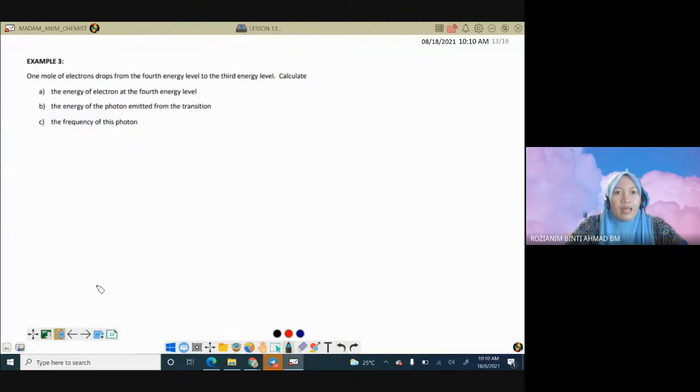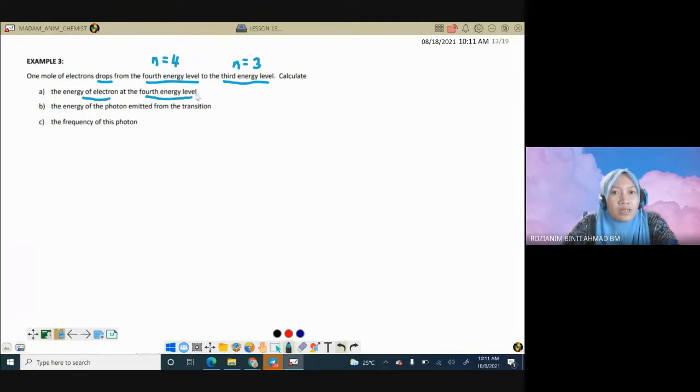Okay. Example number 3. Kita cuba sama-sama. Refer to the page 11. 1 mole of electron, nampak ayat keyword dia. Drops from 4th energy level. Apa maksudnya? N equal to 4 to 3rd energy level, N equal to 3. Calculate energy of electron at 4th energy level.